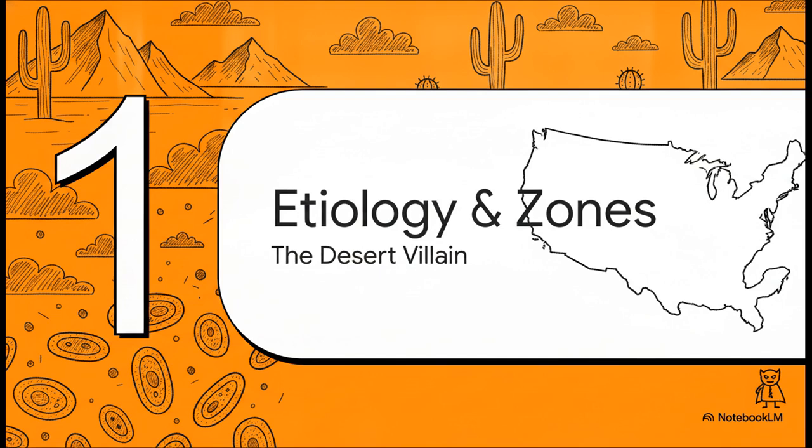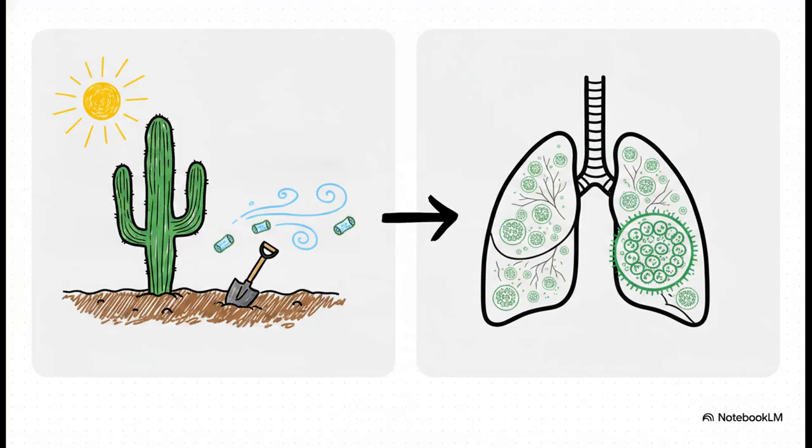Section 1. Etiology and endemic zones. The desert villain. So, coccidioides is what we call a thermal dimorphic fungus. It's basically a shapeshifter. It changes its form depending on its environment. Out in the alkaline, arid soils of places like the San Joaquin Valley or Arizona, it lives as Arthroconidia. These are highly infectious, barrel-shaped spores that get easily aerosolized whenever the dirt gets kicked up. Think construction sites or archaeological digs.